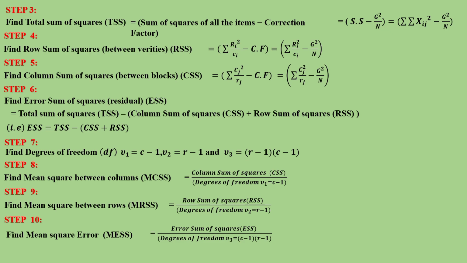Then you have to find the mean sum of square for error, that is MESS. So error sum of square ESS by corresponding degrees of freedom, V3, C minus 1 into R minus 1.